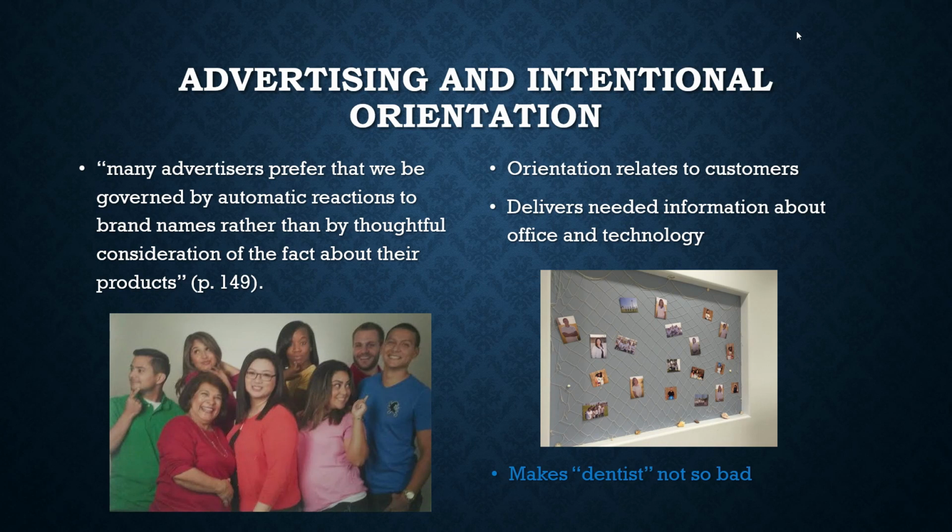Advertising and intentional orientation. Many advertisers prefer that we be governed by automatic reactions to brand names rather than by thoughtful consideration of the fact about their products. There are many large corporations such as Amazon, Google, Tesla, Apple, or Microsoft. Right away, when we think about these companies, we think about their logo, we think about how the companies are run, we think about the services or the products that they provide, and we think about whether it's a good company to work for.